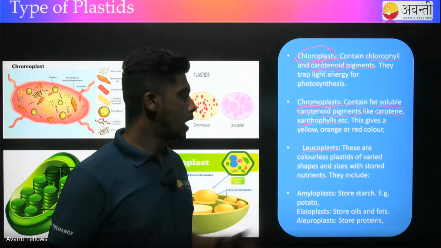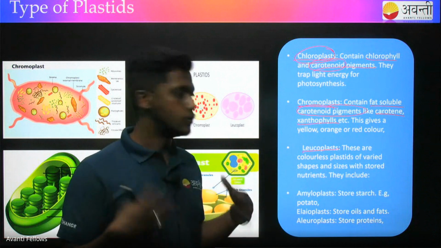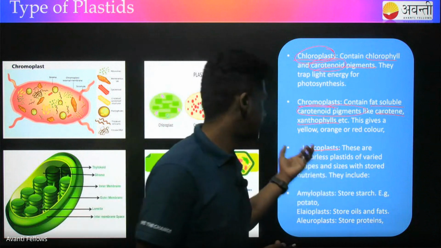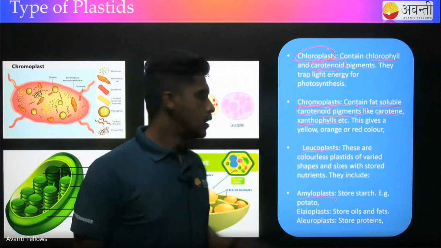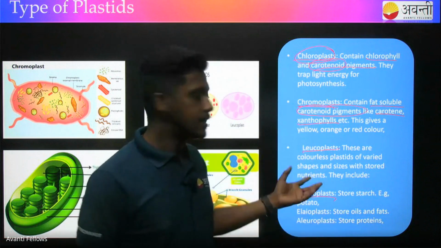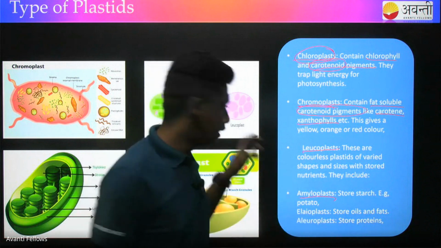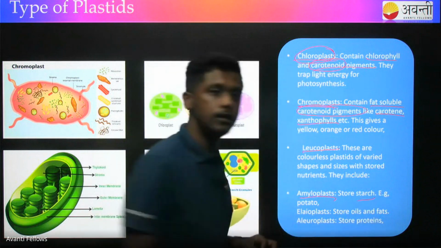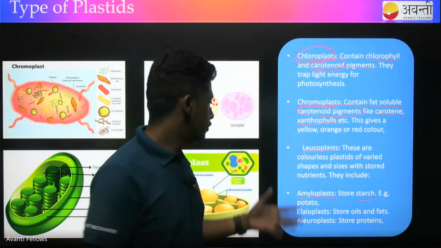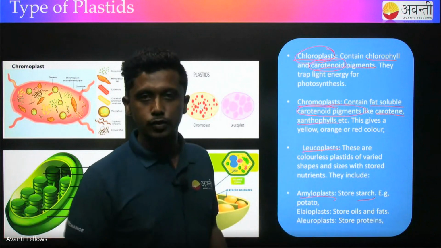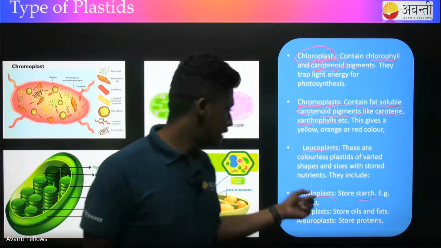They are known to store several different types of substances, such as you have amyloplasts. It's a leucoplast itself, but it is called amyloplast if it stores starch within it. Example, we have potato. We have it even in the sweet potato, in the roots. Here we have it in the stems.